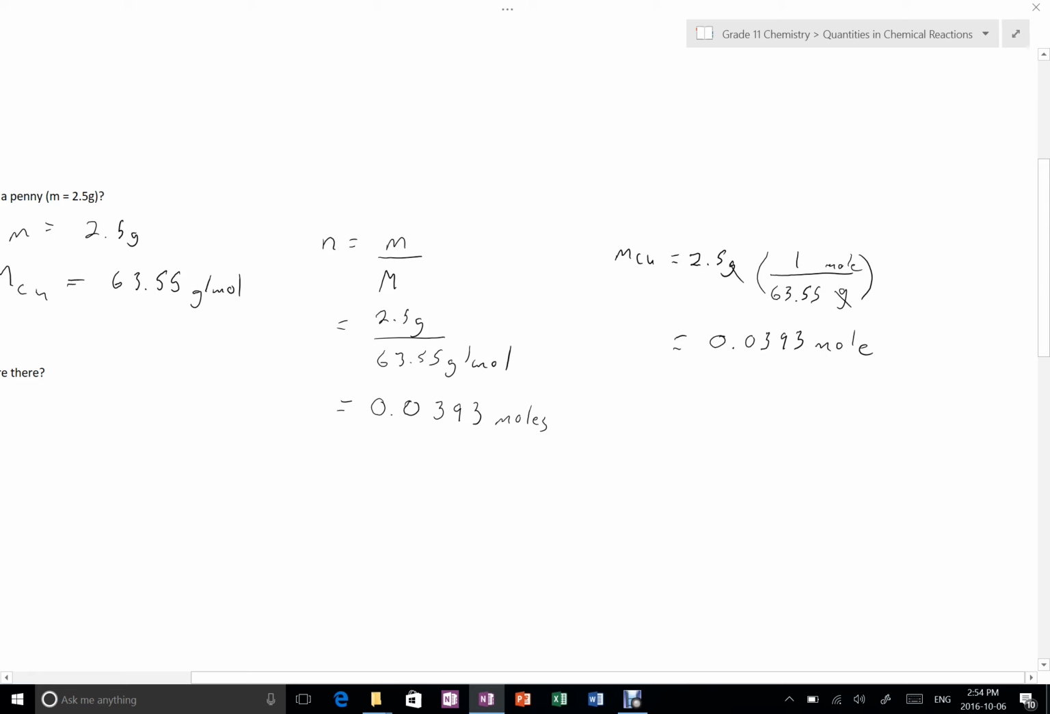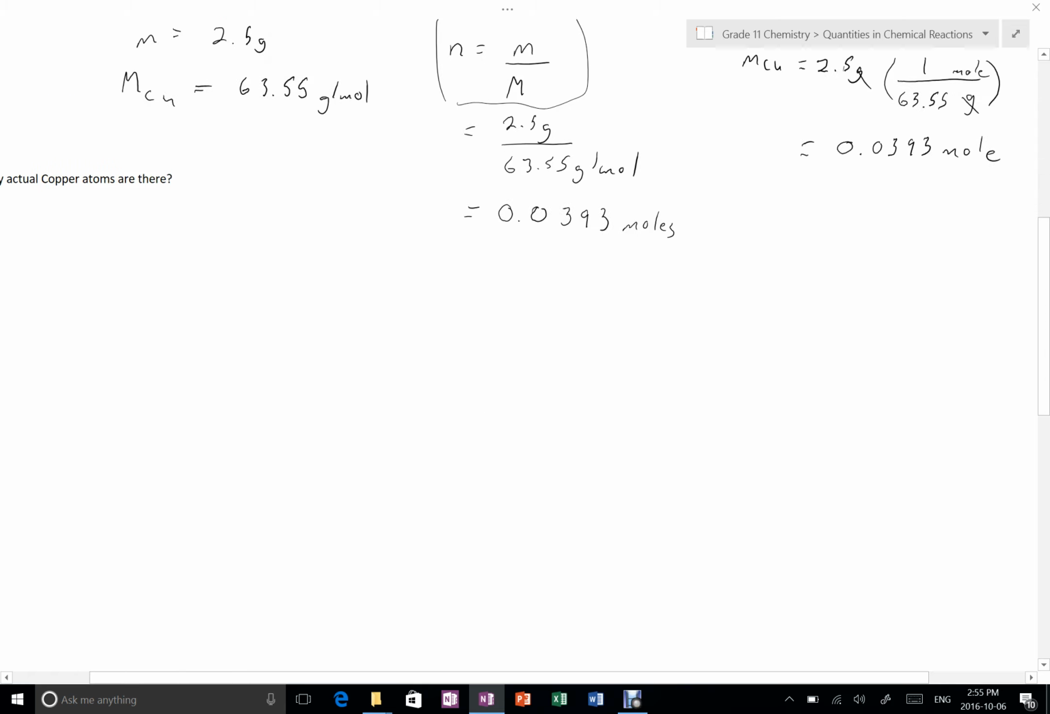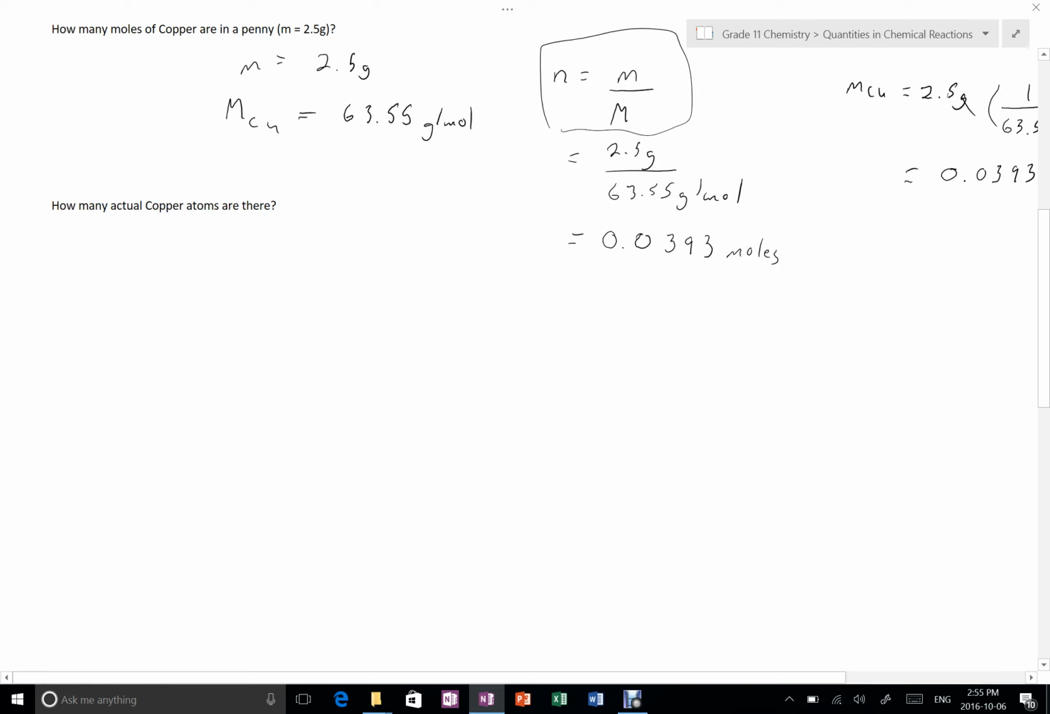So either way you look at this, this is a formula you can always use, right? The mass of something divided by the mass per unit will tell you the number of units. Or if you want to view it as a conversion, where we're getting rid of grams and adding moles, and we have 1 mole is equal to 63.55, then that works out to division. Either way you think about it, you end up with 0.0393 moles.